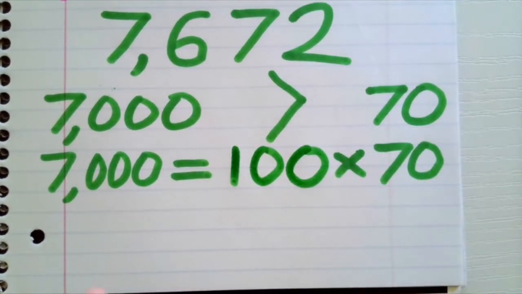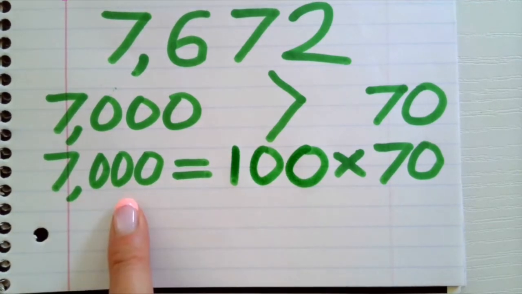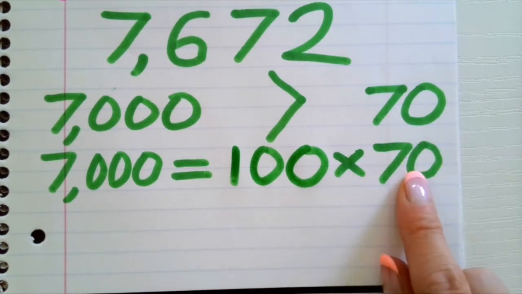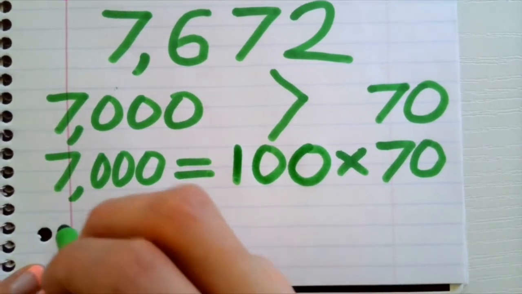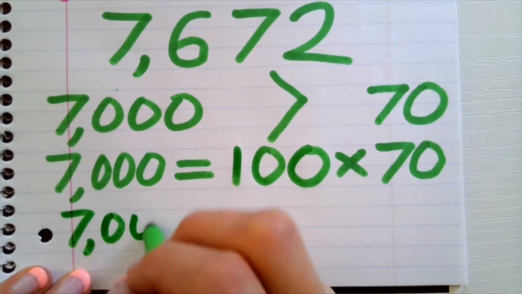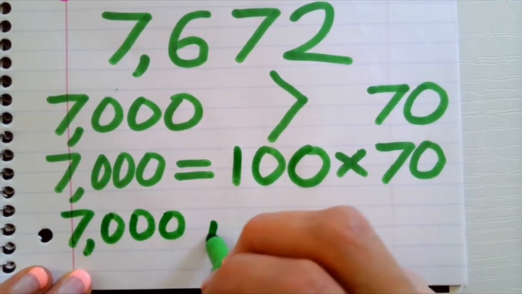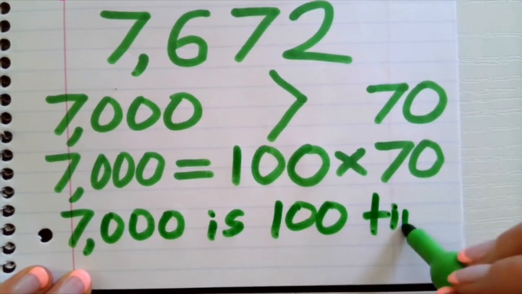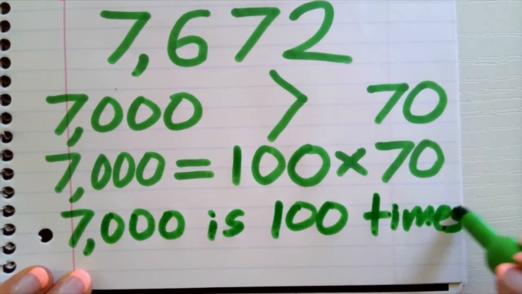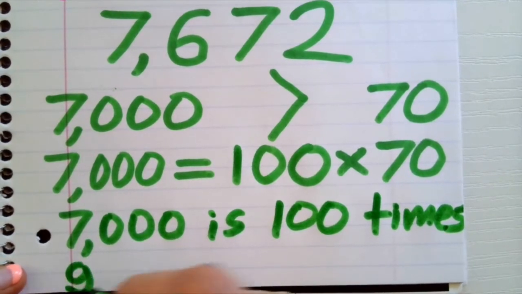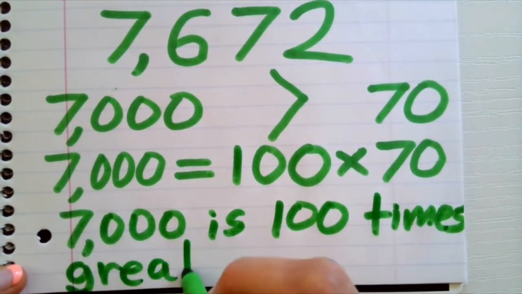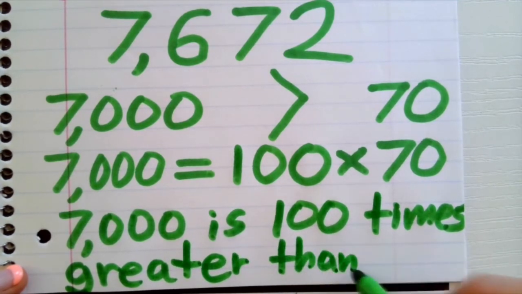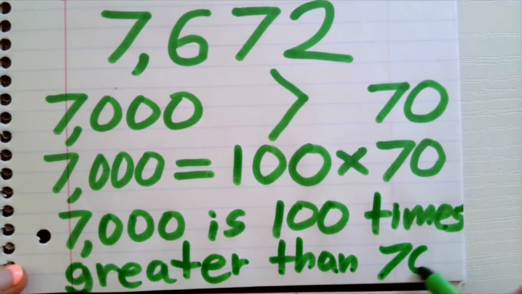Now, if we use the right words, we say 7,000 is 100 times greater than 70. Let's write that down. 7,000 is 100 times greater than 70.